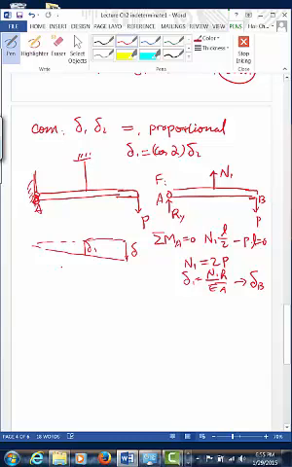So what's the relation between delta and delta 1? They share this angle alpha, so they're proportional. Delta 1 versus delta 2 equals the half length versus the full length, half L versus L, and that means delta 2 equals twice delta 1. So from here you can find delta 2, which is how much point B moves, and that is actually delta B.